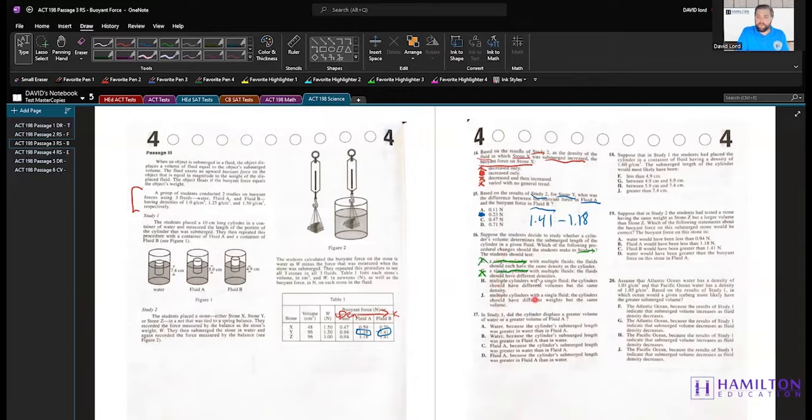They both have multiple cylinders with a single fluid. The cylinders should have different volumes but the same density, or they should have different weights but the same volume. Well, we're seeing whether the cylinder's volume determines the submerged length here. So if we use the same volume, you wouldn't be able to notice a difference here. So we want different volumes but the same density. And that's why I'm picking the answer H.